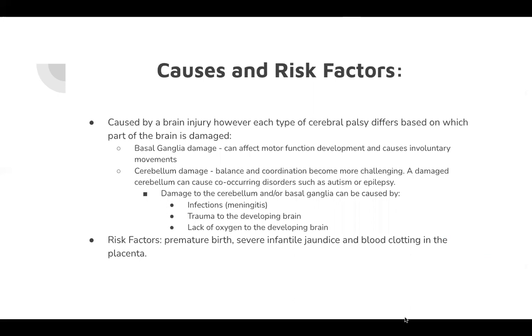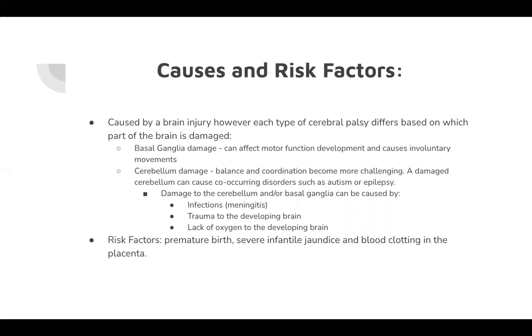Causes and risk factors: it is caused by brain injury. However, each type of cerebral palsy differs based on which part of the brain is damaged. Basal ganglia damage can affect motor function development and causes involuntary movement. With cerebellum damage, balance and coordination become more challenging. There can also be co-occurring disorders such as autism or epilepsy.